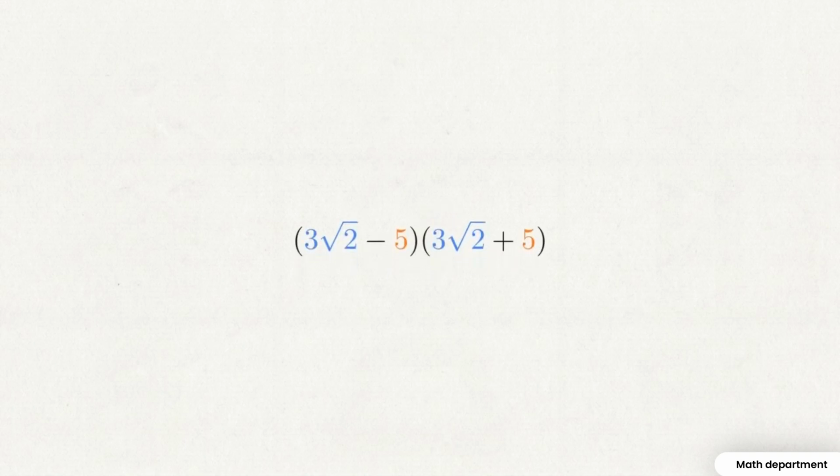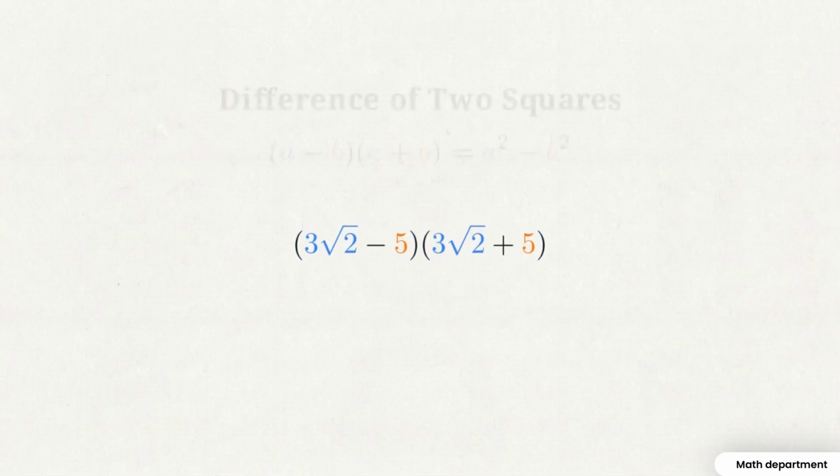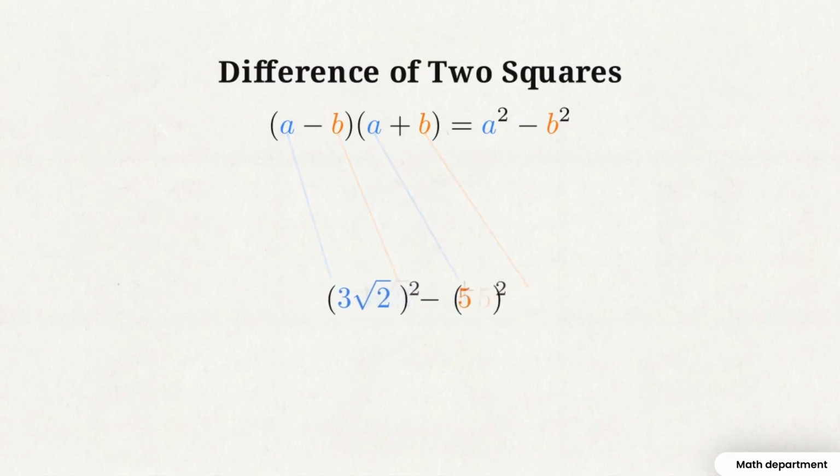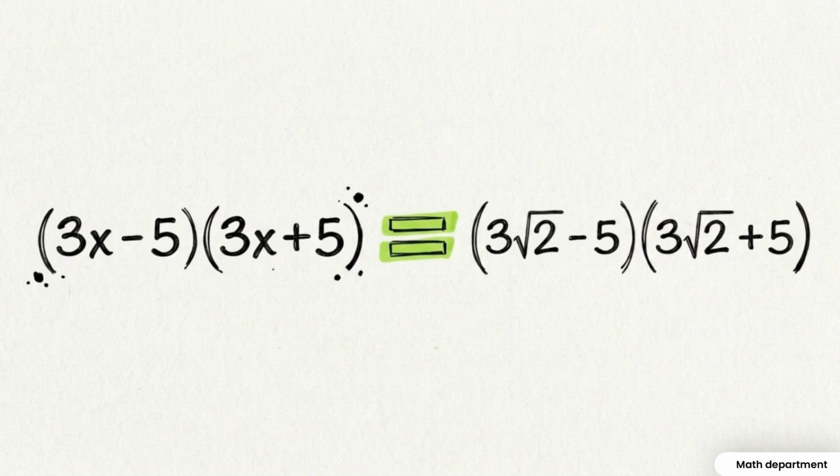These rules apply directly to expanding brackets. Let's look at a common exam setup, multiplying 2 binomials containing radicals. Because these terms are identical, except for the plus and minus signs, we use the difference of 2 squares shortcut. The trap here is the first term. You must square both the 3 and the root 2. That gives us 9 times 2 minus 25. 18 minus 25 is negative 7. Radical expressions follow the exact same algebraic patterns as standard variables.